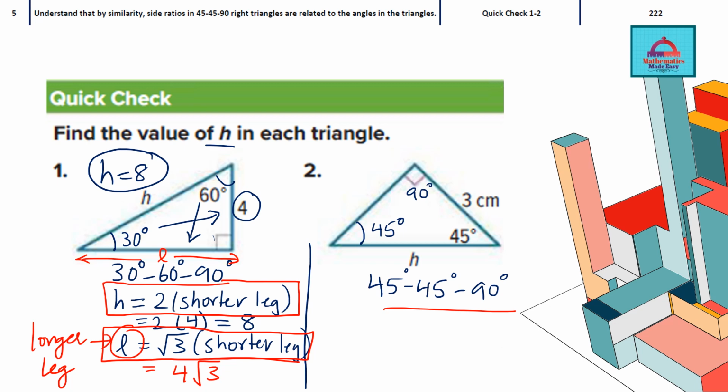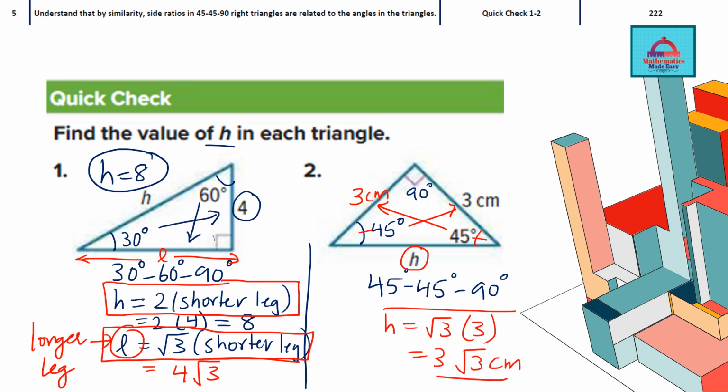Here, because both the angles are equal, this is 45, this is 45, so this side, if it is 3, this side is also going to be the same, so this is also 3. Now you need to find the hypotenuse. The formula to find the hypotenuse is h equals square root 3 times the leg, which is common, so both are the same, 3 and 3, so the answer is 3 root 3 centimeter. So that's the value of h in this question.